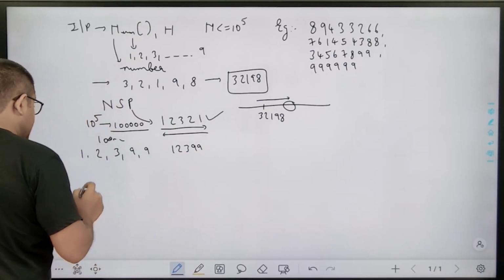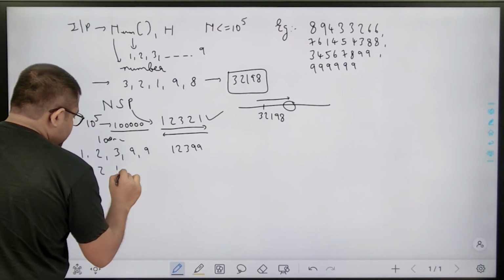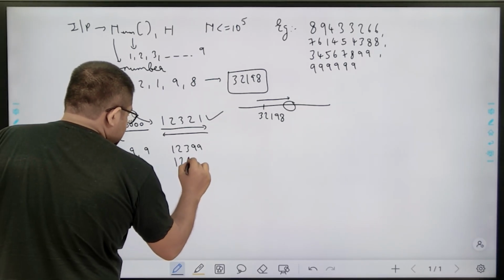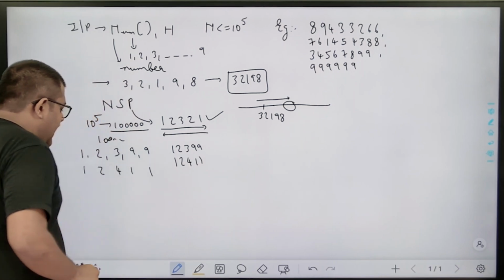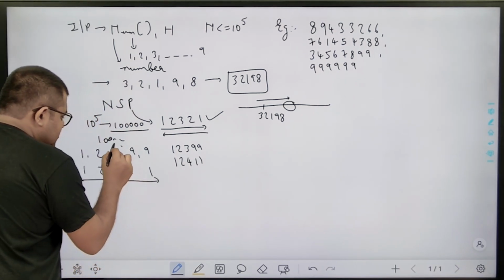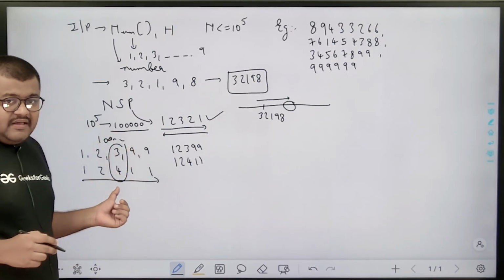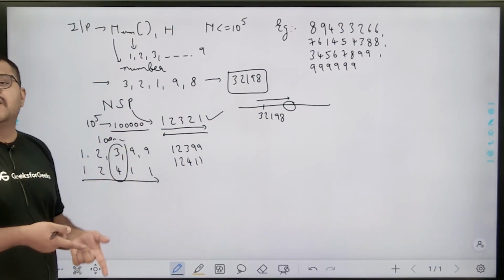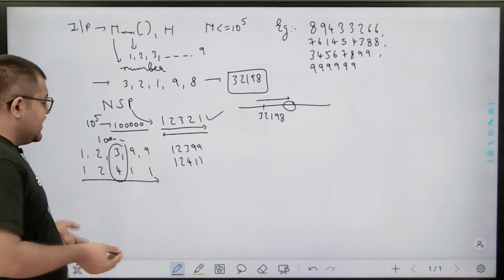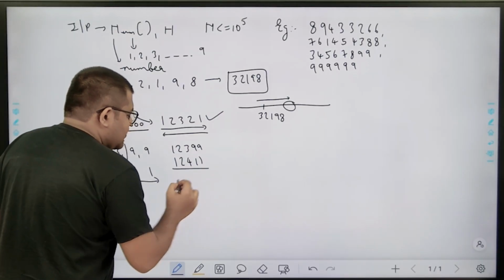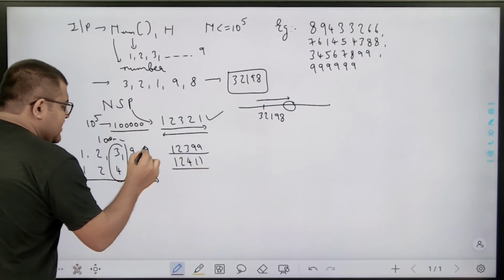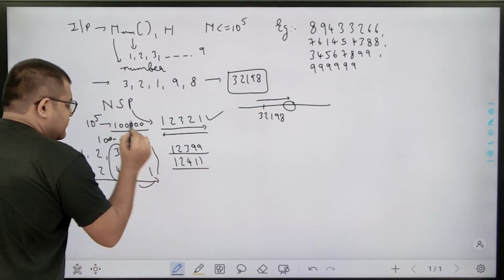I have another array in which 1 2 4 1 1. So basically the number is 12,411. Now if I start moving from MSB to LSB, the first digit which is different, I will see in which it is greater. Here it is greater, it means that this number is greater than this, and we can already see here 12,411 is greater than 12,399, irrespective of the digits which are after that.